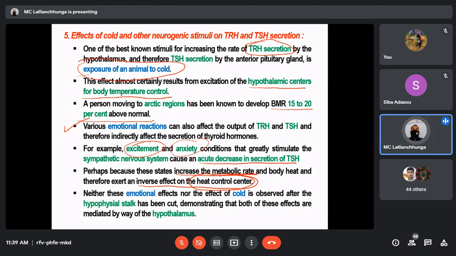Neither these emotional effects nor the effects of cold are observed after the pituitary stalk has been cut, demonstrating both of these effects are mediated by way of the hypothalamus. Now this is just the opposite of what we discussed in the last slide. The hypothalamus is very important regarding this control. If you cut the pituitary stalk or hypophyseal stalk, this condition will not be observed, because TRH is controlling these emotional reactions like excitement and anxiety, to decrease T3 and T4 secretion.